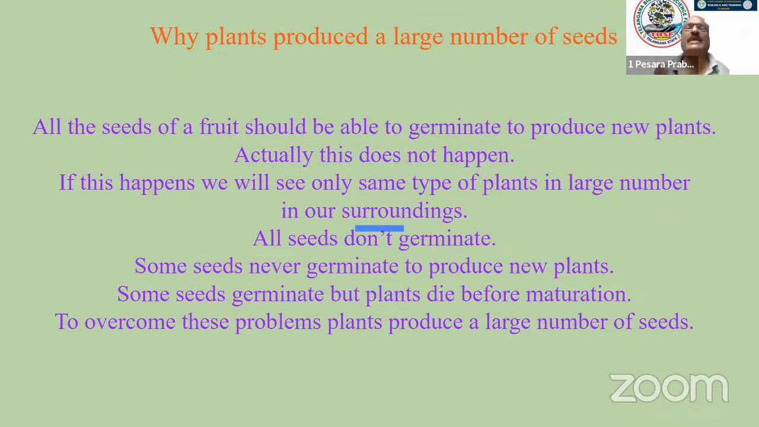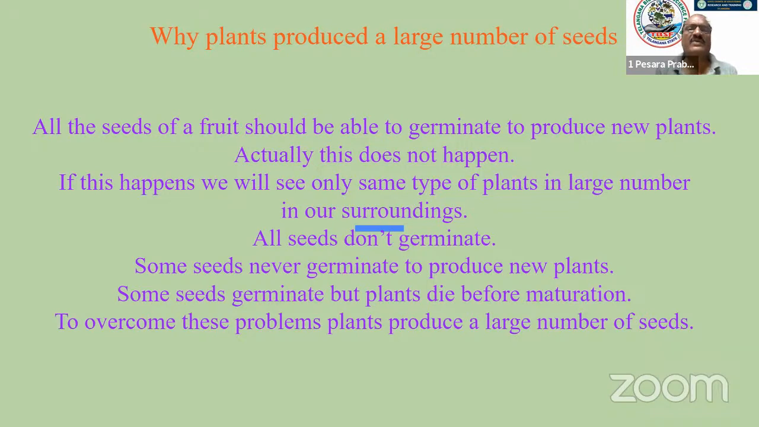Why do plants produce so many seeds? Imagine all the seeds of a fruit were able to germinate to produce new plants. But actually, this does not happen. Whenever a seed lands in a suitable environment, then it is able to germinate. Imagine if the seed lands on a rock, what will happen? There is no suitable soil or water to germinate. So it is in vain. If all seeds germinated, we would see only the same type of plants in large number in our surroundings. All seeds don't germinate because of lack of a suitable environment for growth.